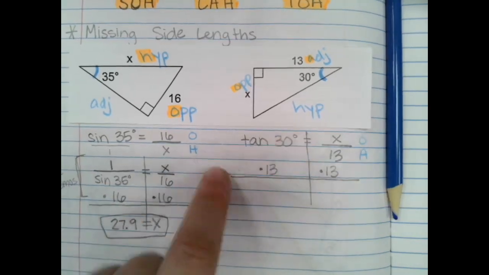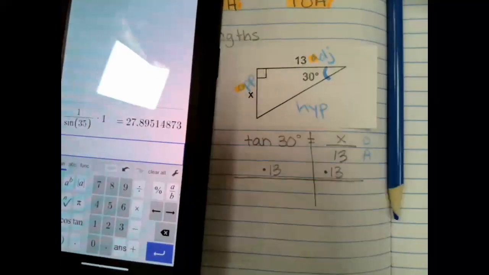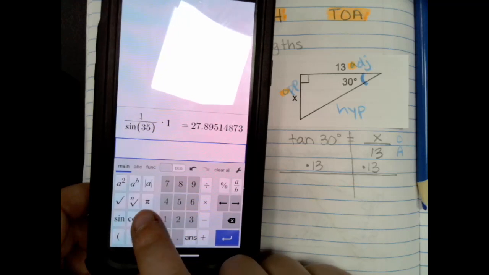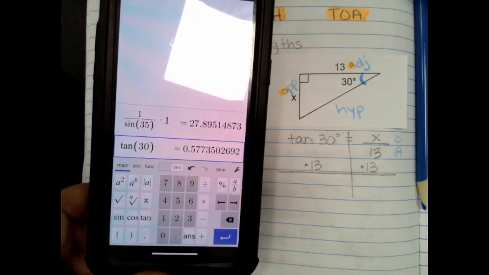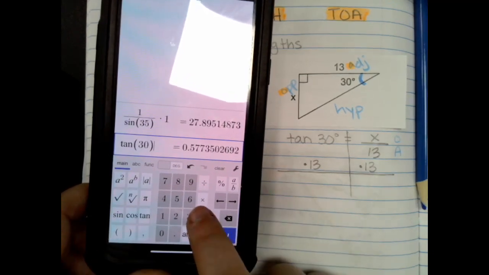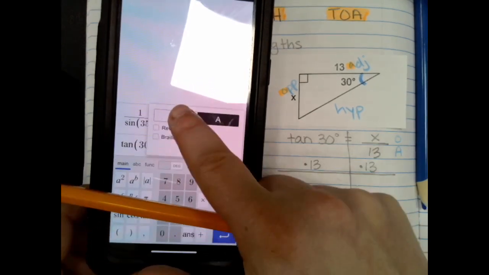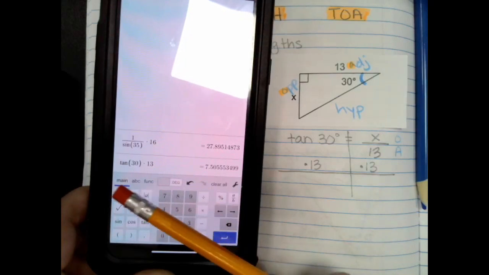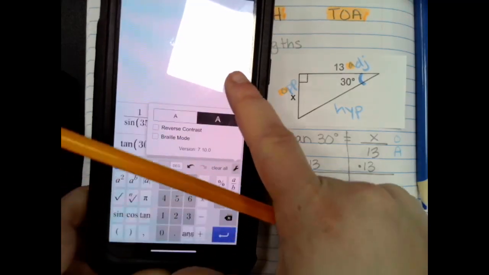So in my calculator, I'm putting that tangent of 30 degrees times 13. So again, tangent's down here at the bottom. I'm going to throw in 30 degrees. And then times 13. I want to make sure that that times 13 is on the outside of the parentheses, not on the inside. And it looks a little silly right now because I have it in big numbers so we can all see it. But this is what it should look like in your calculator. So then we can see it.